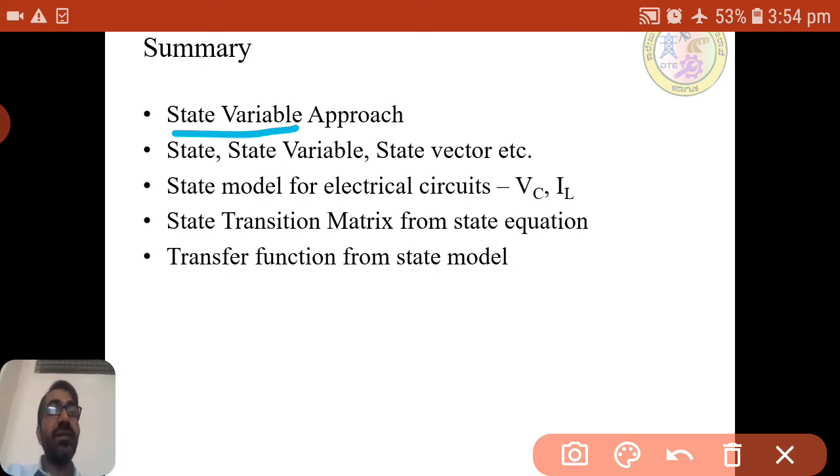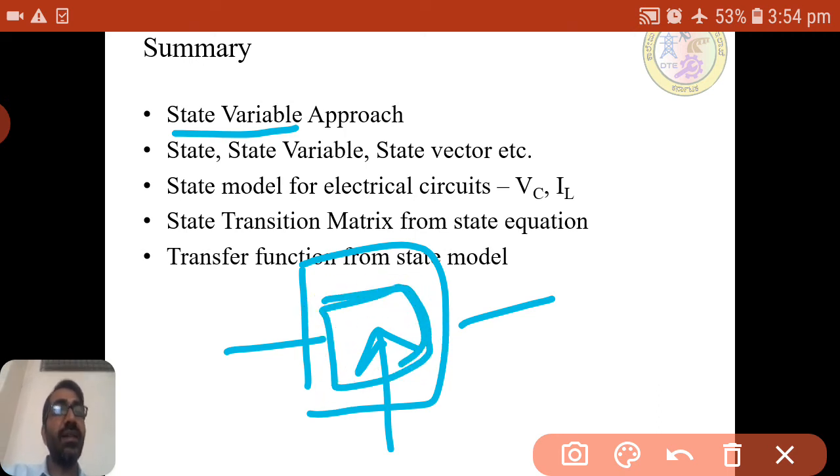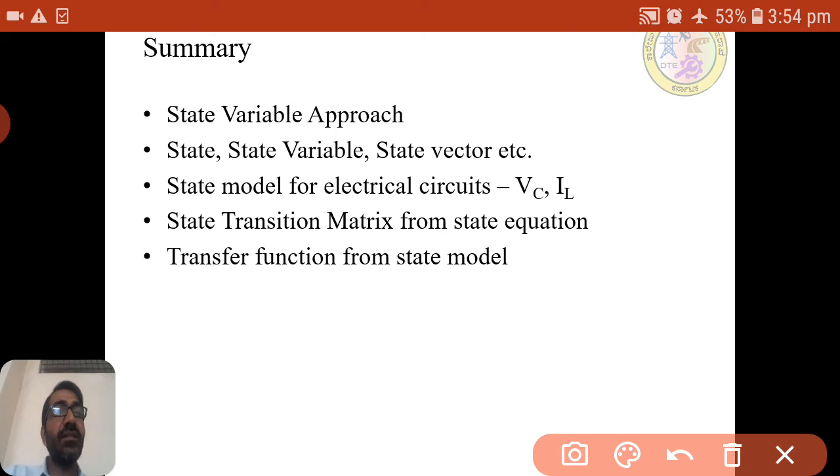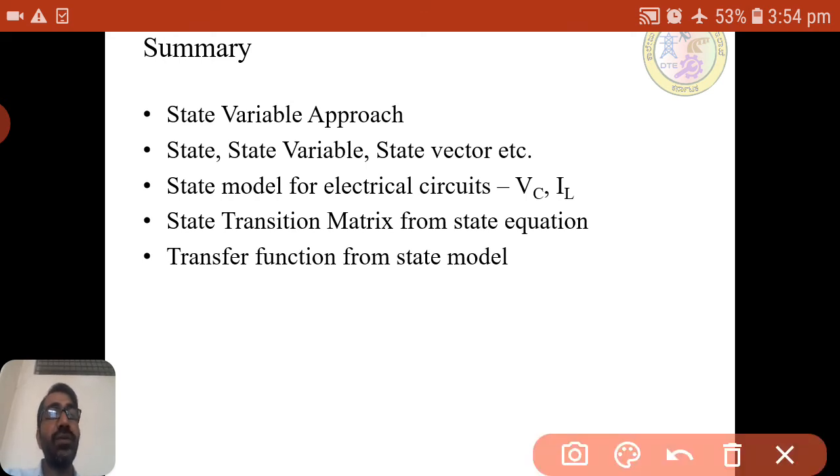In the conventional transfer function, only input and output were considered, but in the state variable approach we are considering the state variables, the internal parameters like Vc. For an electrical circuit, that is the voltage across the capacitor and current flowing through the inductor. Based on that we can predict the future behavior of the system. That is a major advantage of considering the internal variables, so we consider them in the state variable approach.